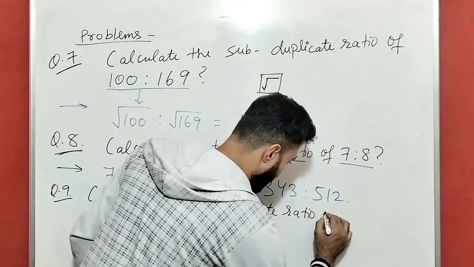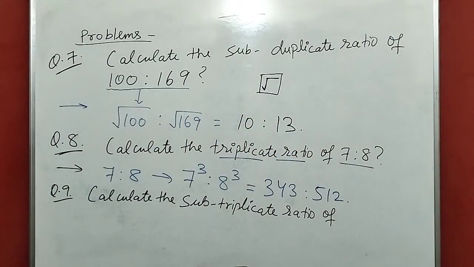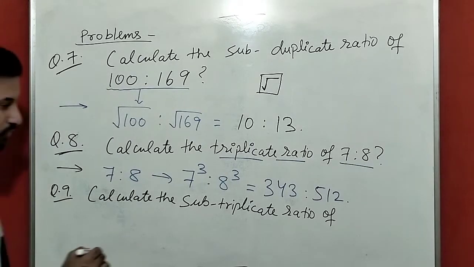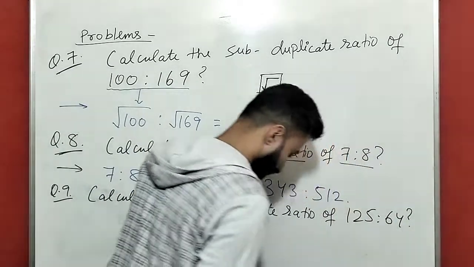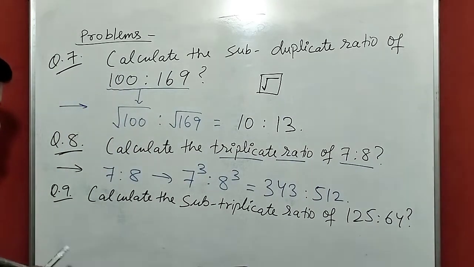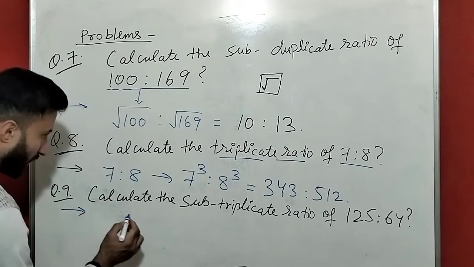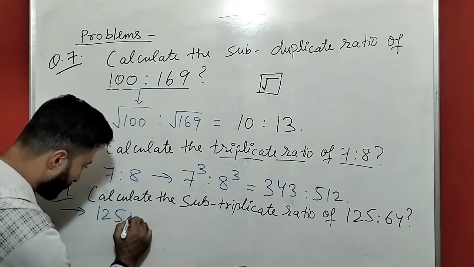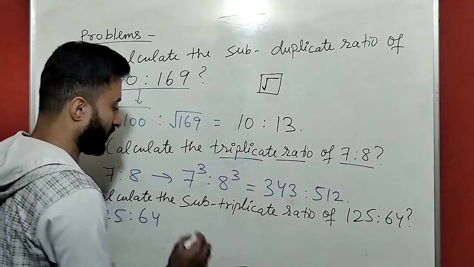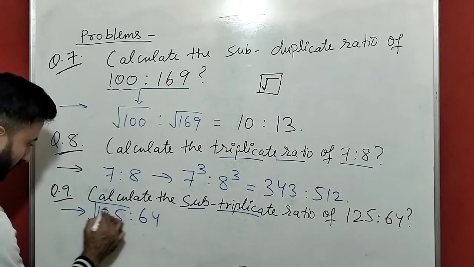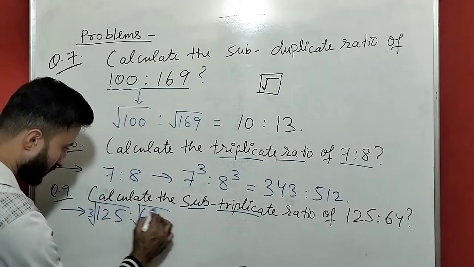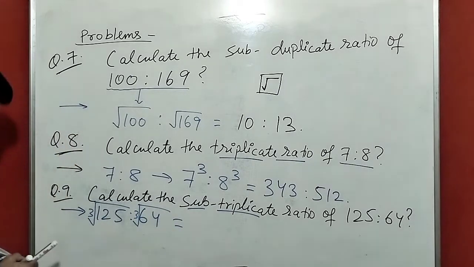Calculate the subtriplicate ratio of 125 is to 64. You have to find the subtriplicate ratio of this. So guys, we know the subtriplicate ratio means cube root. So the given question is 125 is to 64. You have to do the cube root of the given number.